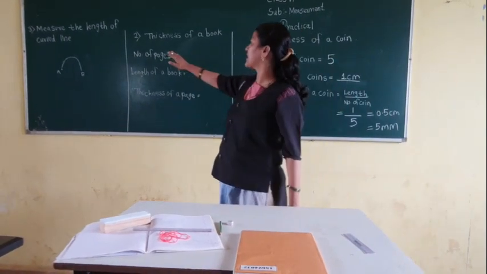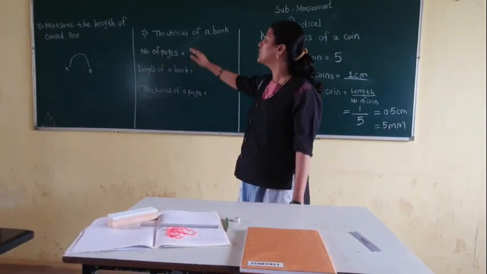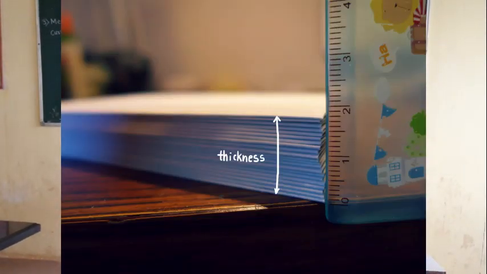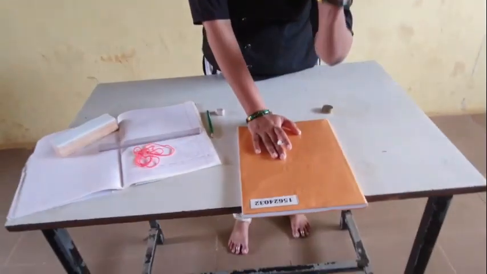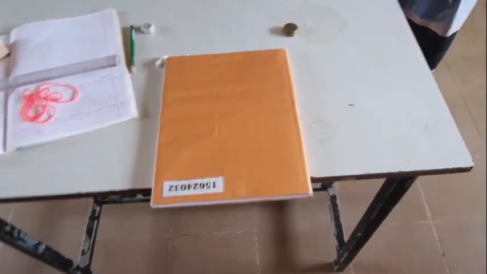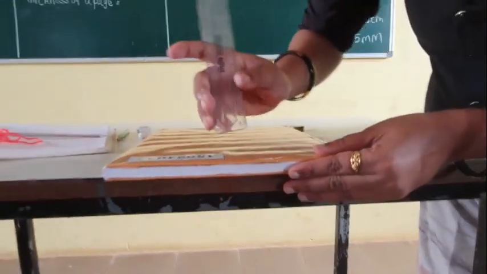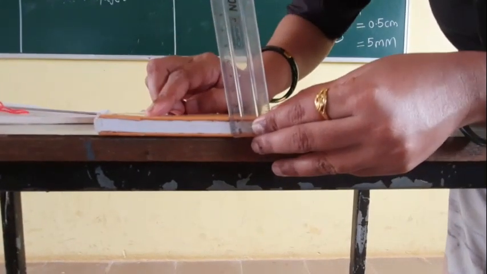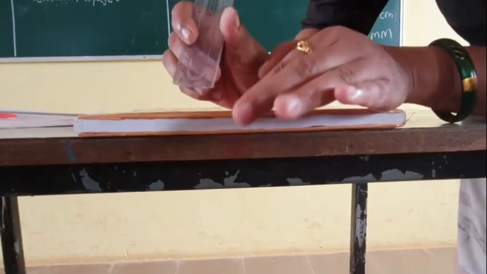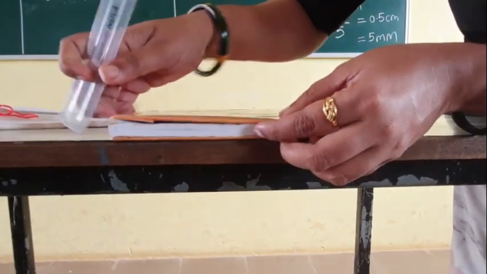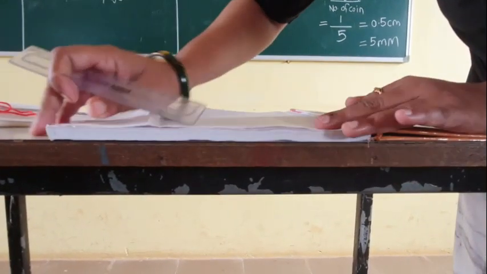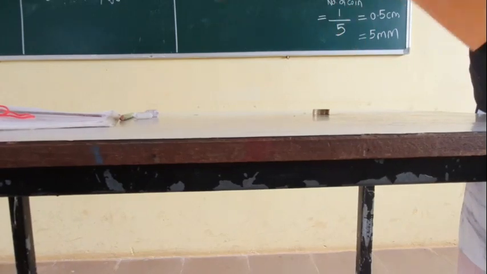Similarly, the same experiment is experiment number 2, that is thickness of a book. For that also we need the same things, a book and a scale. Now to measure the thickness of a book, let's see. If it is asked with cover, you have to measure with the cover, and if it is without cover, then you have to take it like this, without cover. Are you getting this?